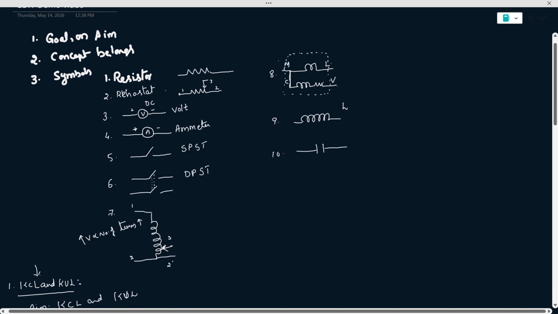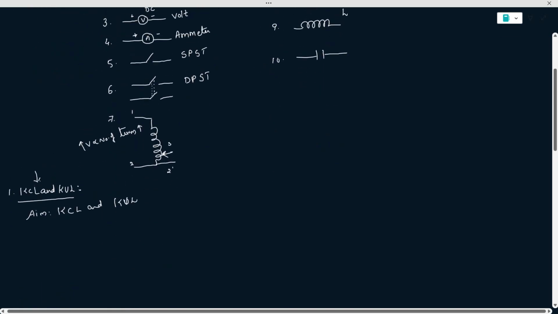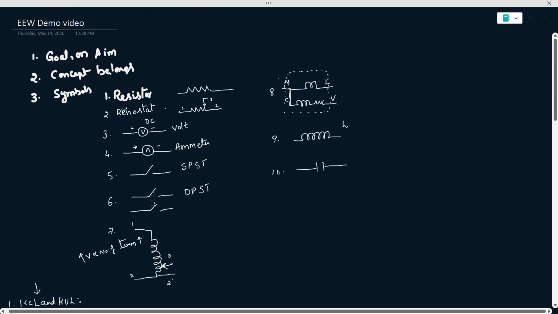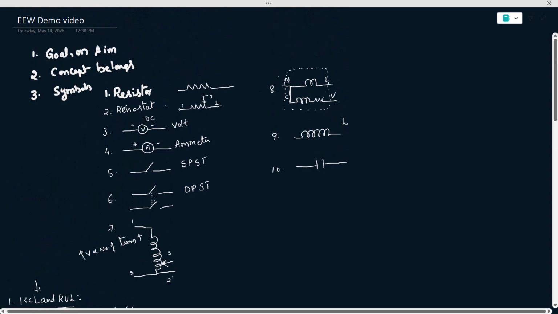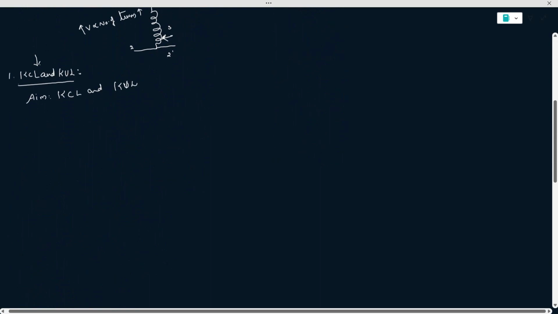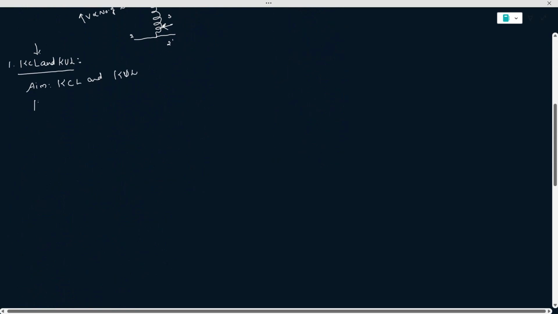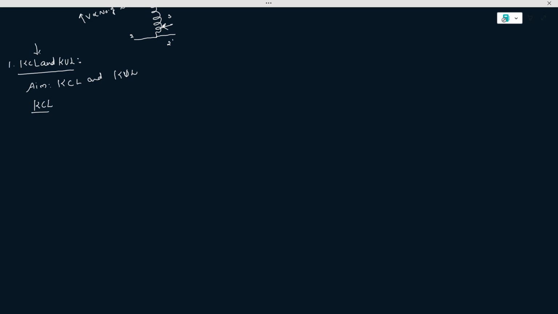Now, to develop a circuit which verifies KCL KVL, what do I require? I require the concept behind KCL and KVL. So here concept means what is meant by KCL. KCL means the algebraic sum of currents at a junction is 0, or the sum of incoming currents is equal to the sum of outgoing currents.